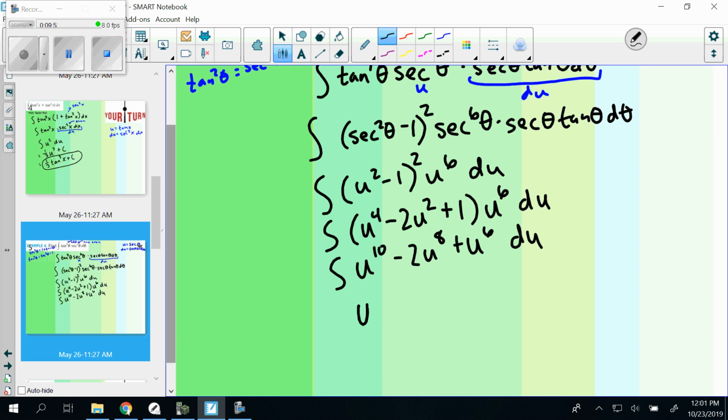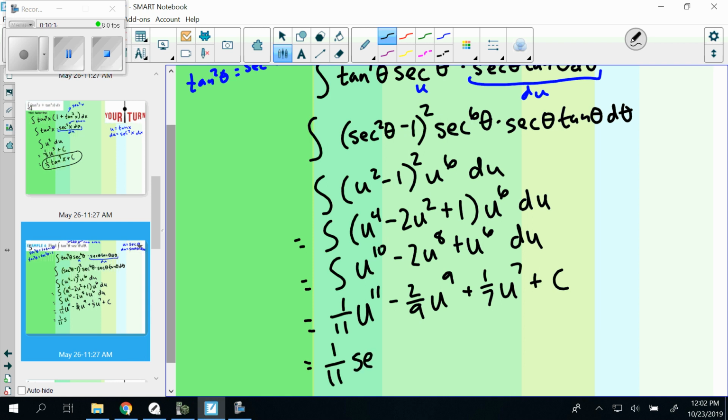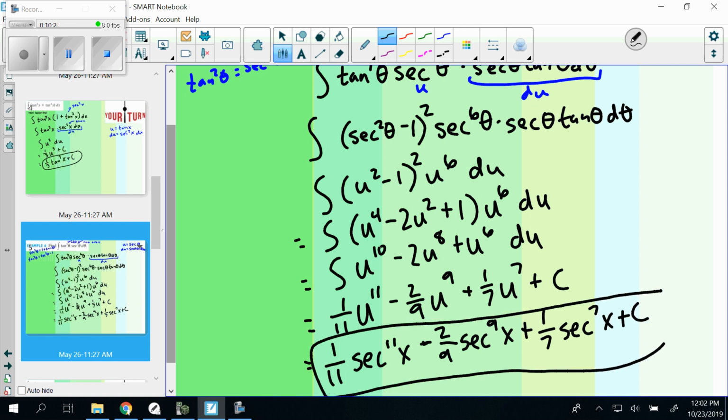So go up a power for each one with the reciprocal in front. This is going to be u to the 11th over 11, minus, this is going to be ninths, so we're going to have a 2 ninths here, plus, this one's going to go to the 7th, so we have 1/7, plus some possible constant. Last step now, substitute all those secants back in, and we've got it here. So we've got secant to the 11th power, this one's going to be to the 9th power, and to the 7th power. And that would be the antiderivative of all this. So whenever you have an odd power of tangent, that's what we're looking to do on those ones.